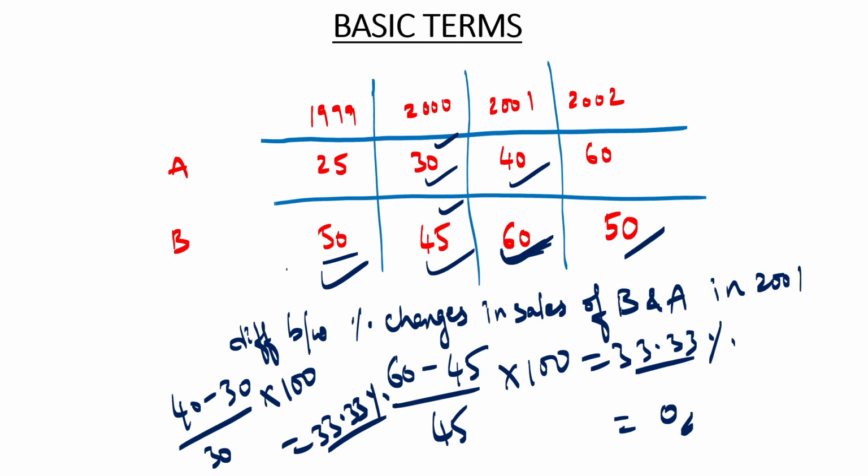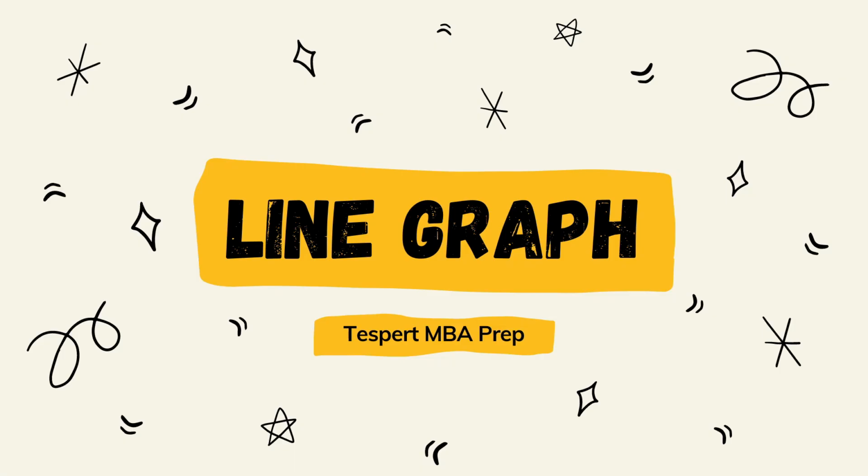So we will discuss one by one after while solving the questions, right? So at that time we will discuss. Let's move on to first type of DI, that is line graph. But what is meant by line graph? We all are aware of that.